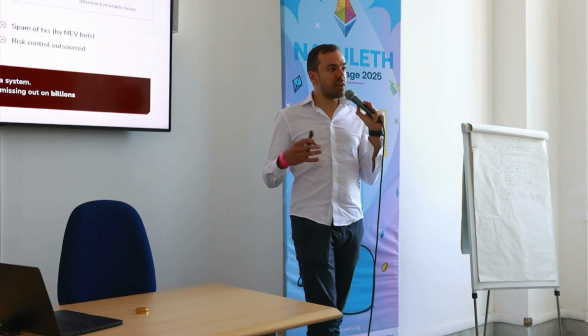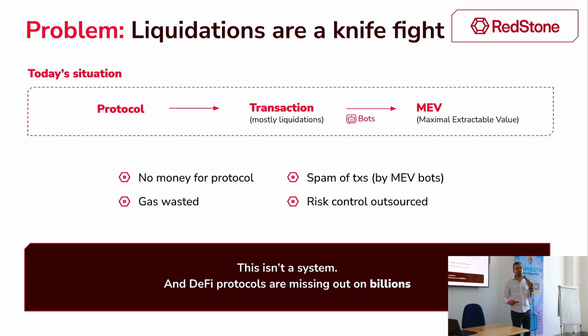Let's start with some context. Liquidations in lending protocols. Who is familiar with them? 2 people. Okay, fantastic. So whenever you have a position in a lending protocol, that position is collateralized to a certain extent. If price changes, your position may become under collateralized and get liquidated. This is what happens today in every lending protocol. If you use Compound, Morpho, Aave, Euler, they're all the same.